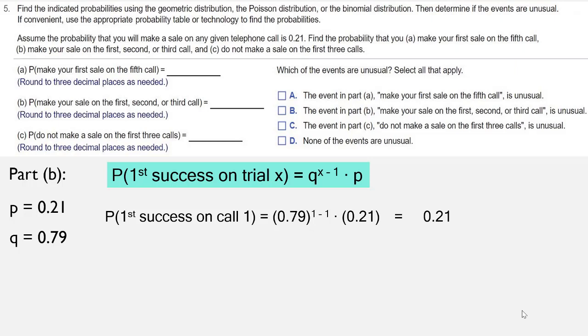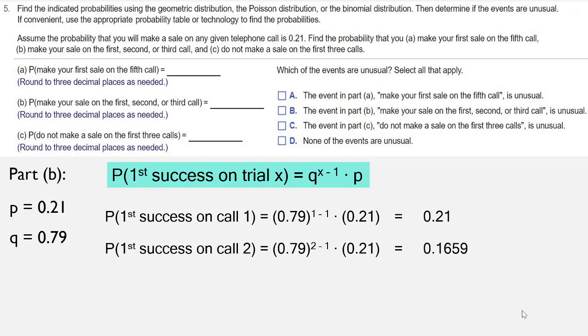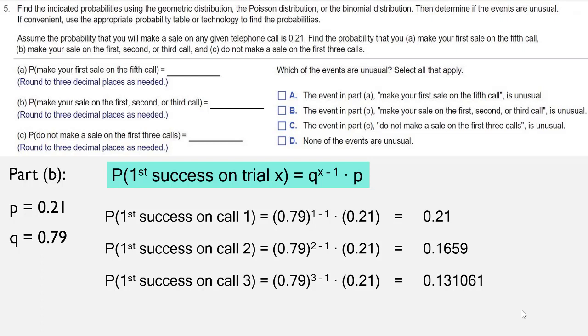The probability that our first success is on our second call is given by 0.79 to the 2 minus 1 times 0.21, which is 0.1659. And the probability that our first success is on call number 3 is 0.79 to the 3 minus 1 times 0.21. And when we plug that into our calculator, we get 0.131061. We have to take these 3 values that we just found and add them all together. When we do that, we get 0.506961. Rounded to 3 decimals is 0.507. That's your answer to part B.